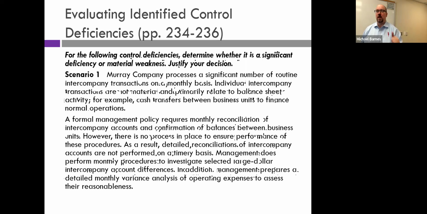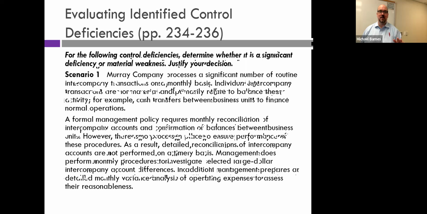Do you think this is bigger than a control deficiency? Yes, because it says significant deficiency or material weakness. Okay, that was the big clue. All right. Is it going to be big enough to be a material weakness? What do you think? So one big clue is that individual intercompany transactions are not material.